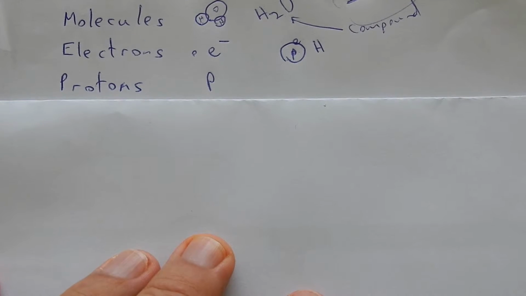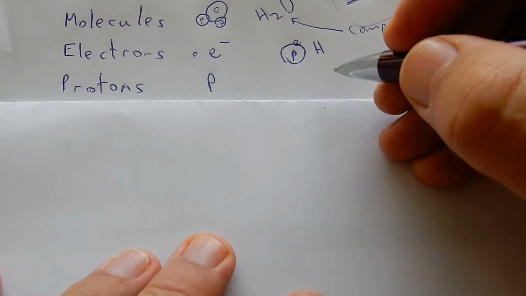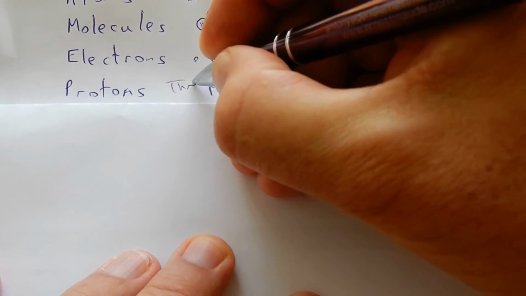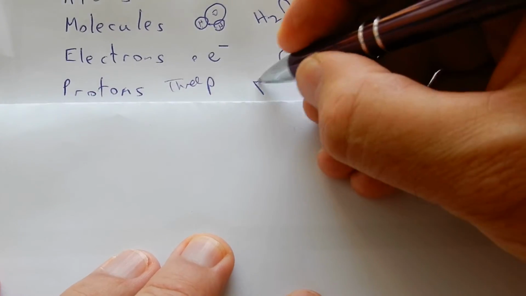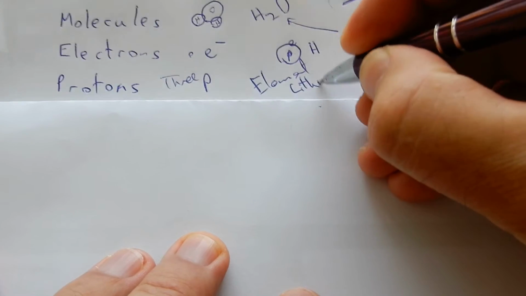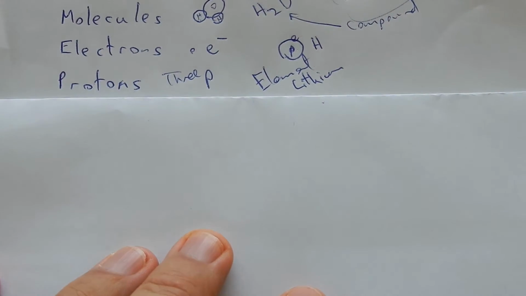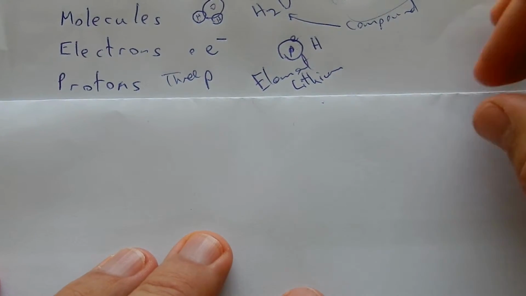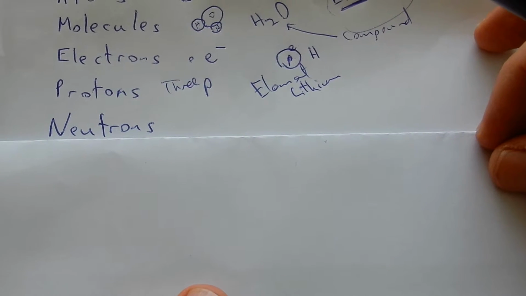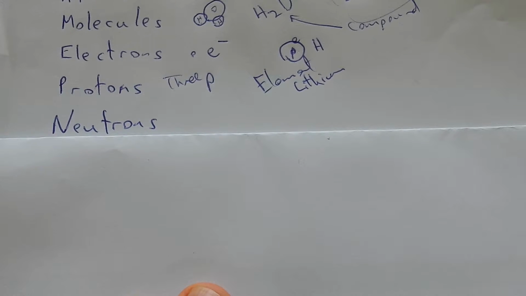If you've got a billion atoms together, all with 3 protons, then you've got the element lithium, because lithium atoms have 3 protons in each one. Protons. Next one is neutrons. They also spend their time in the middle of atoms.